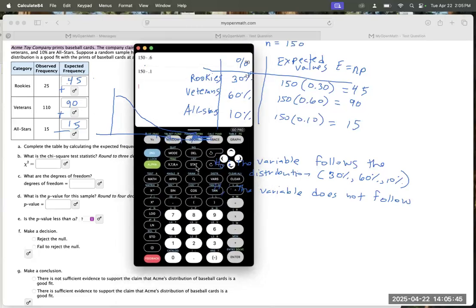So we go to stats, and we go to tests, and we're going to a goodness of fit test. So first I have to go to stat edit, and we're going to clear out all of this information from a previous problem. And for some reason, it did not do a good job of clearing for me. And now it doesn't want to.